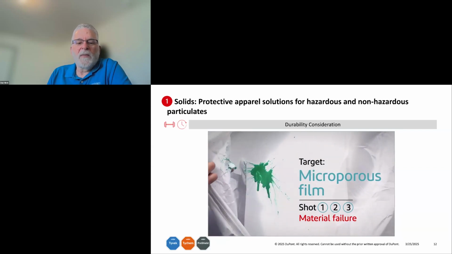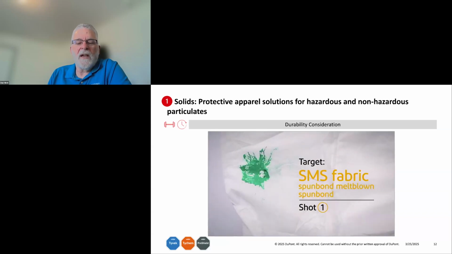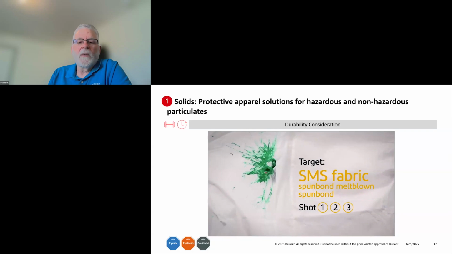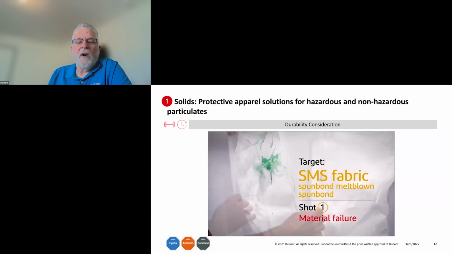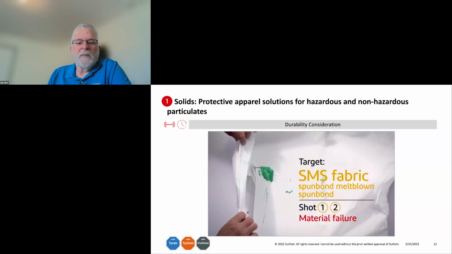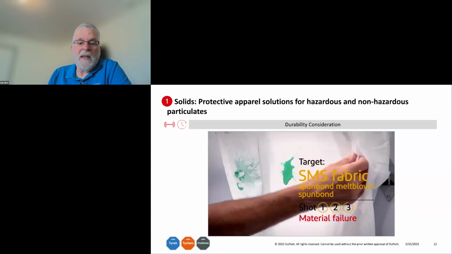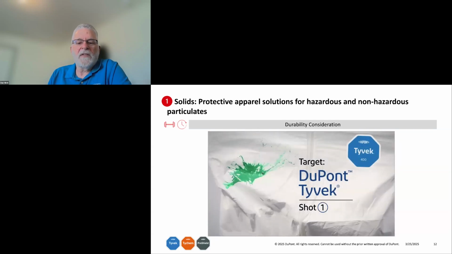And so microporous film is just one of the white suit fabrics that are on the market, and it's why we stress that you have to make sure that you know what your customer is using, what they're doing, and what they're being subjected to. SMS is the next fabric. It's a very open substrate. It breathes real well, but it doesn't do a lot to protect you from the paintball or from hazardous particulate. So again, it failed after 3 shots.